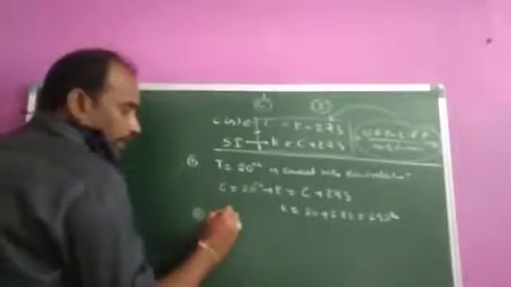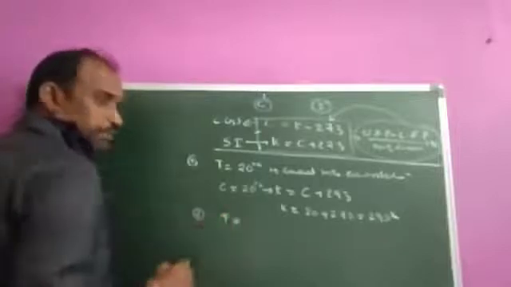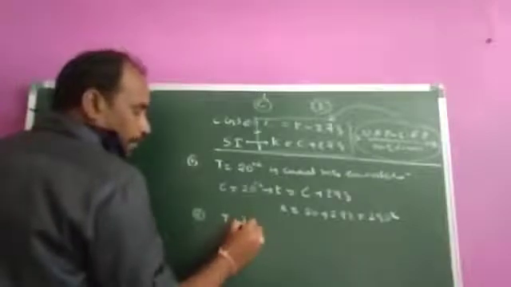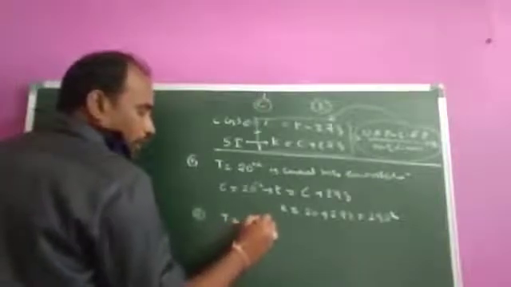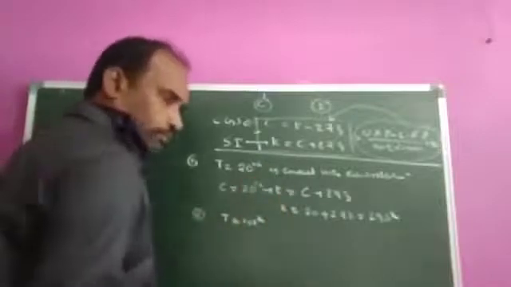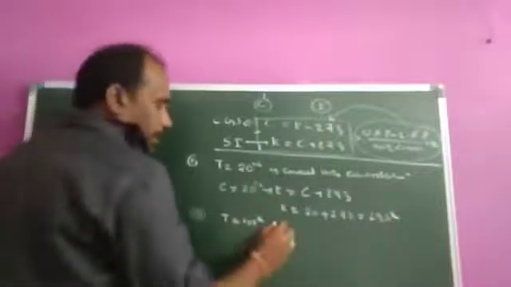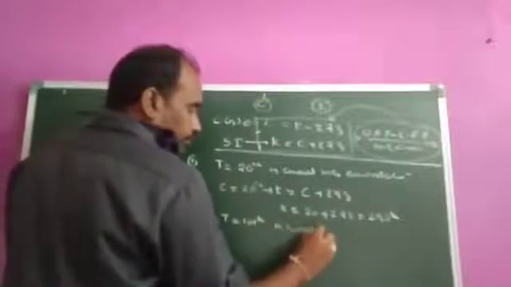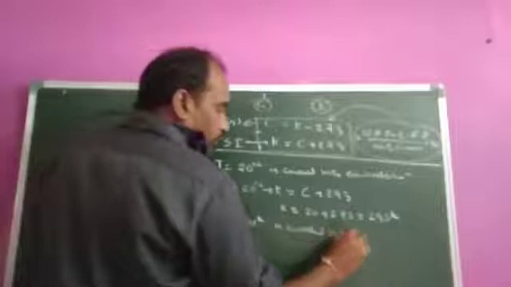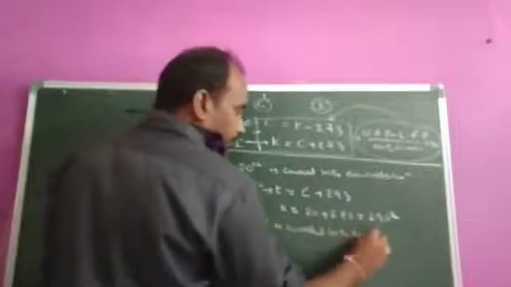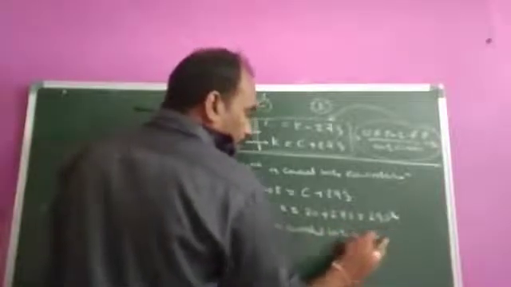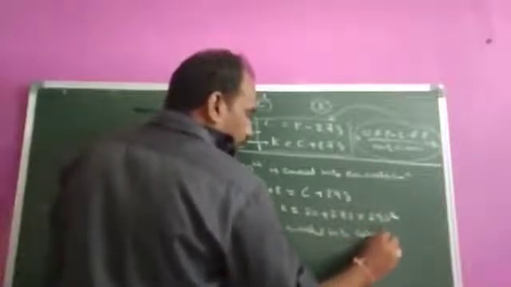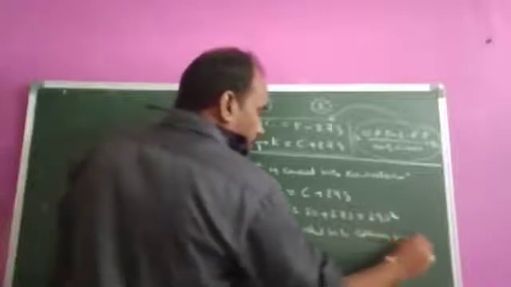The second question, notice all of you. The temperature T is equal to 101 Kelvin, is converted into the Celsius scale.